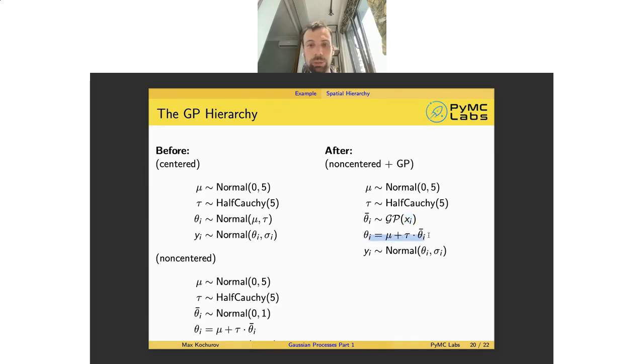And then we reparameterize just as before. And we have the same likelihood as in the non-centered example. So the only change, to be honest, is this standard normal distribution changed to a Gaussian process. And that's it. And now you have spatial hierarchy.